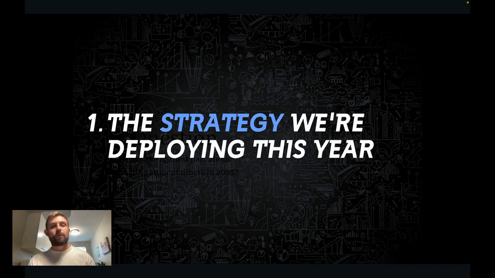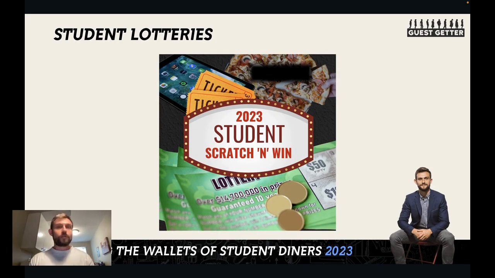So the strategy we're deploying this year is student lotteries. This is where we come up with a few epic prizes. For example, it could be a television set. It could be a trip somewhere that's offset, maybe by some of your suppliers. It could be a MacBook Pro, an iPad. The point is to have these prizes be super enticing.